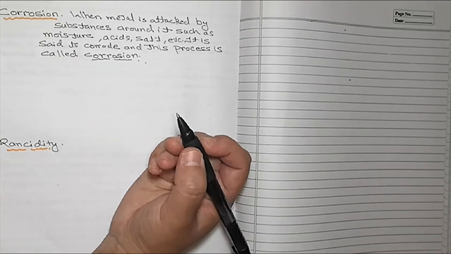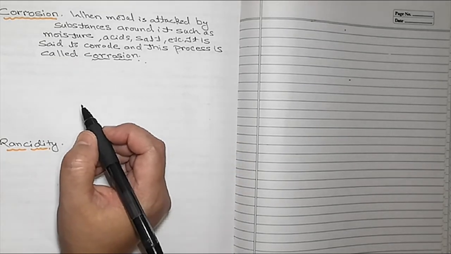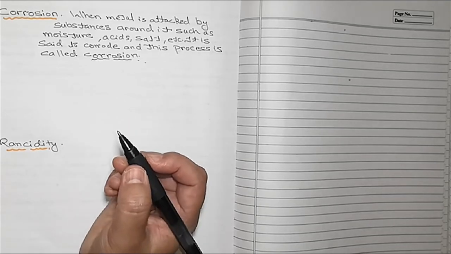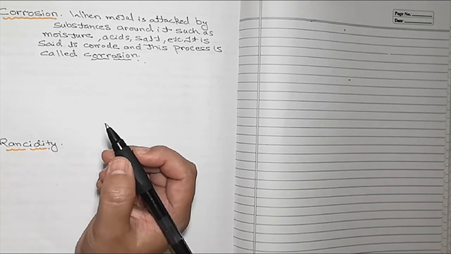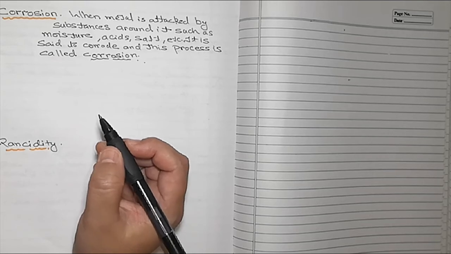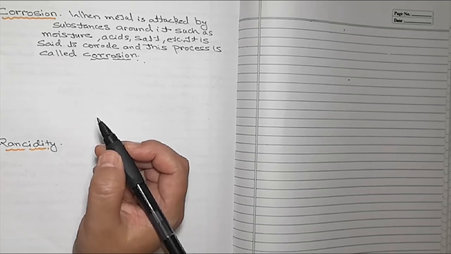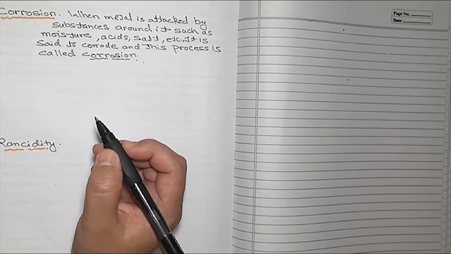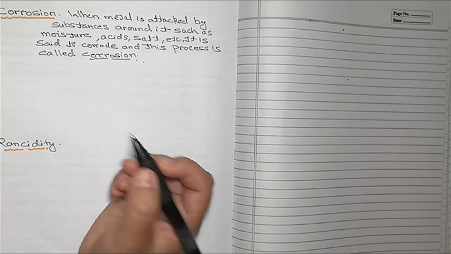Corrosion causes damage to different important articles, structures, buildings, iron railings and ships. So to avoid corrosion, you can galvanize the articles, or you can coat the article with different paints. These are the different methods to prevent corrosion.